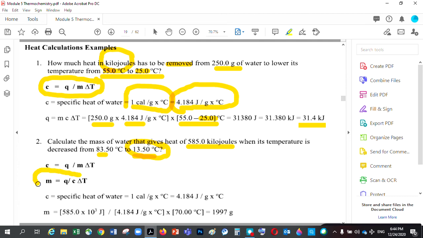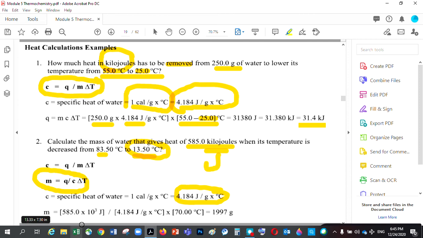The mass will be, cross multiply, correct? Q equals m c delta T, so mass is Q divided by c delta T. C is the specific heat of H2O. We need to use the specific heat of H2O, 4.184 joules per gram per degree Celsius. Then we have Q given to us in kilojoules, but the specific heat is in joules. So we have to convert this one here into joules.